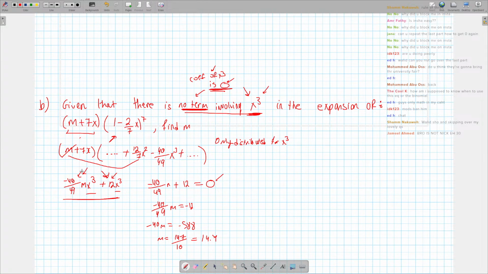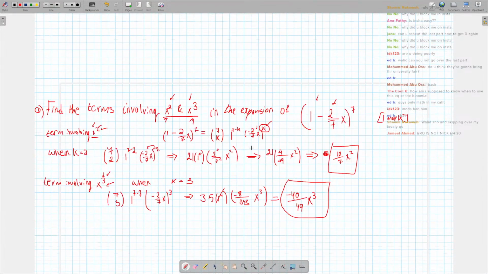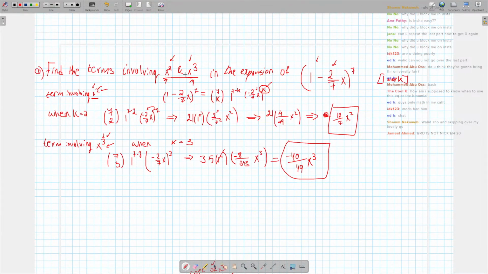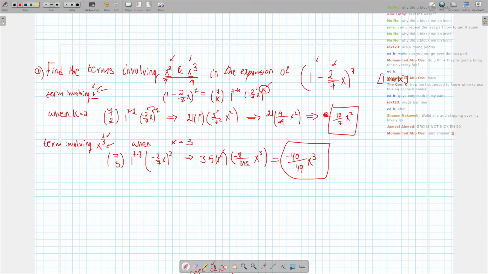Like I was saying, when you combine the like terms, you get 0. How am I supposed to know when to use this equation or the binomial? I didn't use an equation here. This is just common sense. You should know how to find a specific term by now.